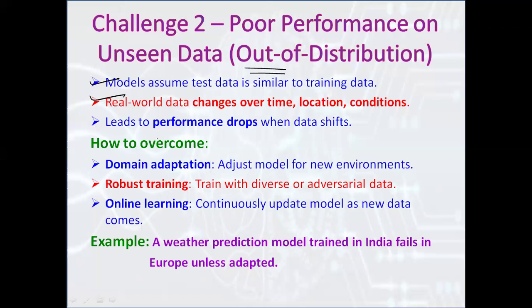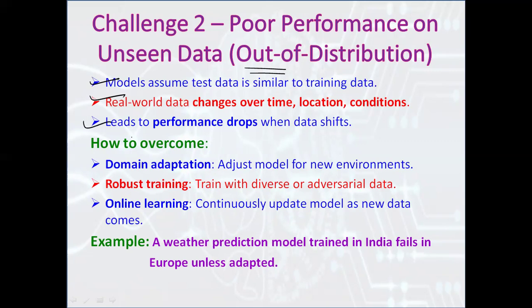And real world data changes over time, location, and conditions. In practical applications like speech recognition or weather prediction, the input data may change depending on context, geography, or time. These distribution shifts break the assumptions made during training.